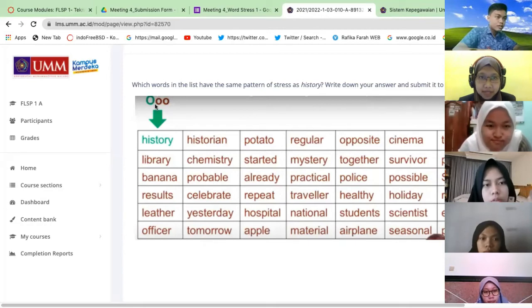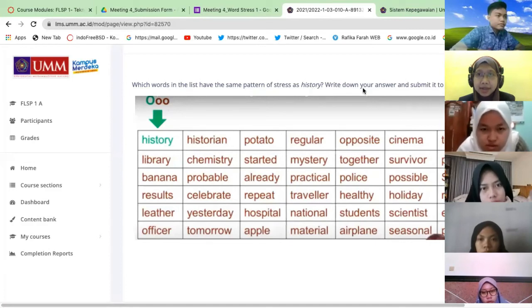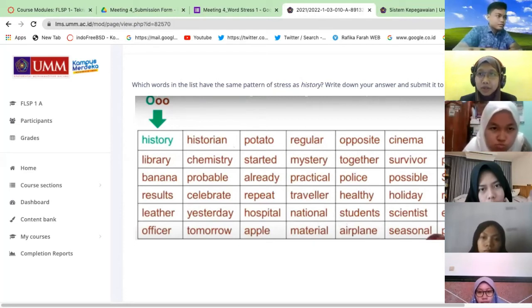If you have this signal, kalau ada penanda seperti ini, berarti stresnya ada di mana? The first. First syllable. Yeah. First syllable. So the question is, which word in this list has the same pattern of stress as history? Berarti stresnya ada di first syllable. Write down your answer and submit it to the link. Can you please find the word that has the same stress as history? Okay, then you need to write down your answer and submit it to the link here.